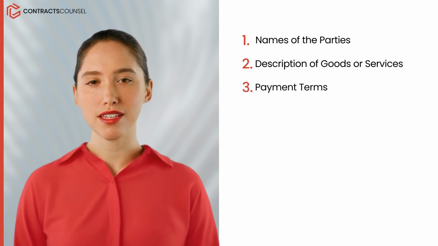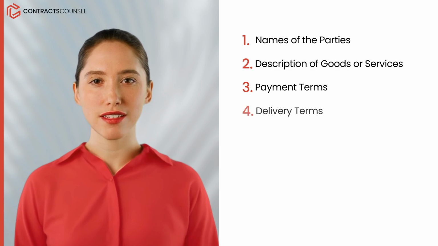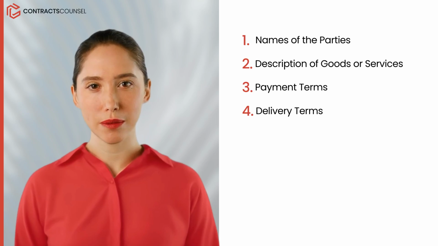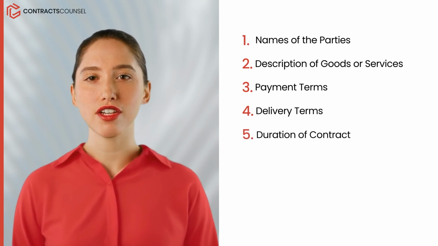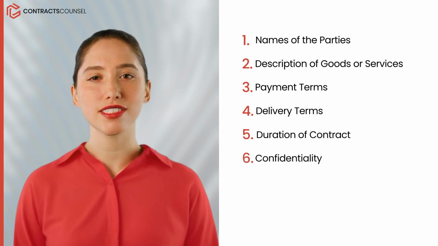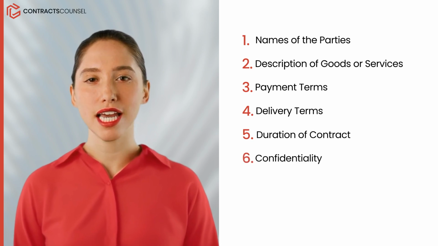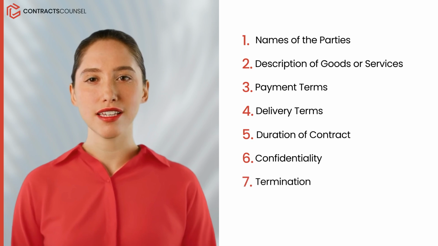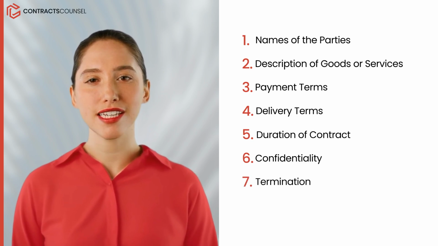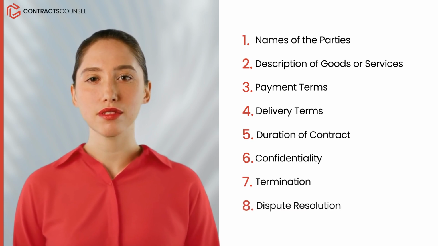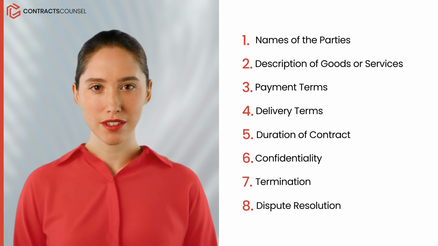3. Payment terms. This specifies the payment terms, including rate, schedule, and payment method. 4. Delivery terms. This section outlines the delivery schedule and conditions of the goods or services being provided. 5. Duration of contract. This states whether the contract is for a fixed term or ongoing. 6. Confidentiality. This section requires parties to protect any confidential information shared during the contract period. 7. Termination. This section sets rules on how either party can get out of the contract. And 8. Dispute resolution. This section details the procedure the parties can take in the event of a dispute.